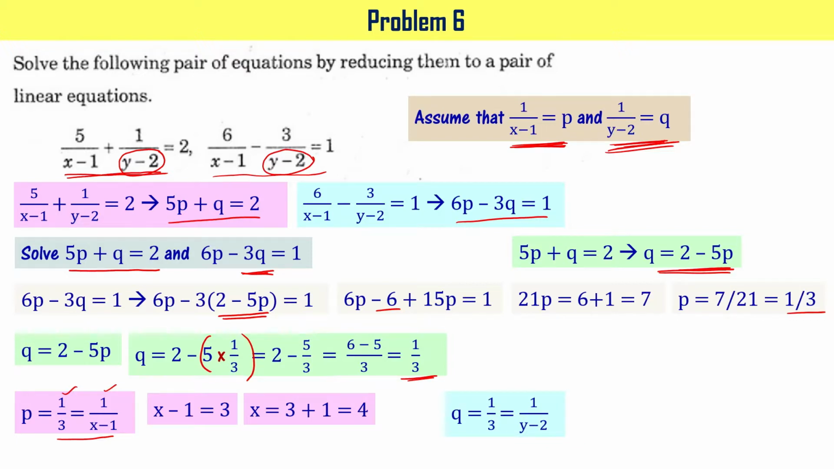Let's compare the denominators because the numerators are the same here also. 3 equal to y minus 2. That can be written as y equal to 3 plus 2, that is equal to 5. Right? This is what we are asked to find. x equal to 4 and y equal to 5 is the solution for this particular pair of equations given.